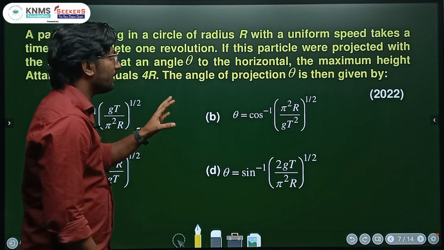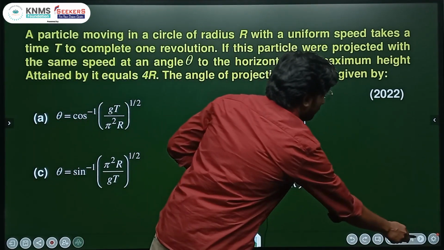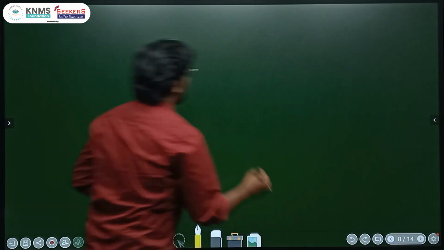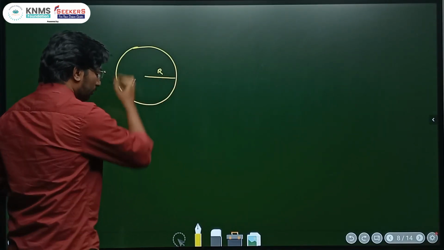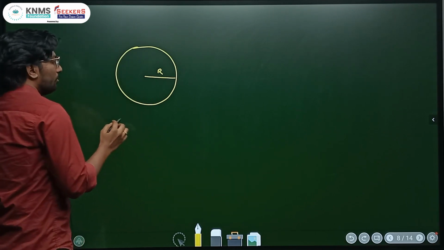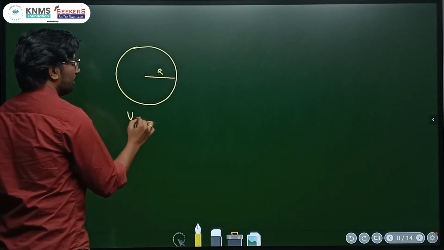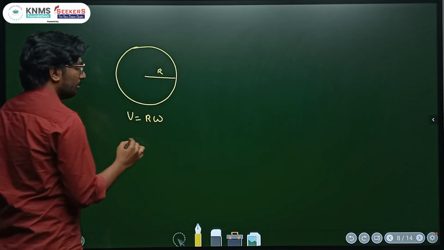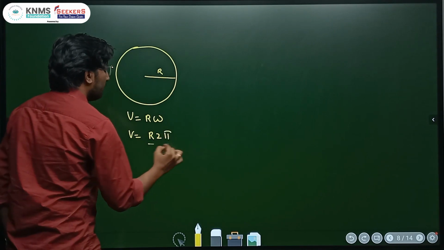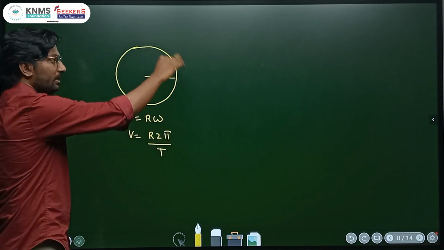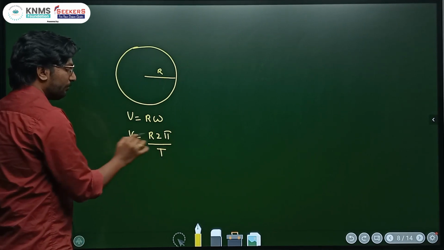First, let's analyze what the speed of the particle is if it is moving in time t in a circular track of radius r with speed v. We can analyze this directly using v equals r omega. Or we can write v equals r times 2 pi by t, since omega, being the angular velocity, is equal to 2 pi by the time period. This is the equation for velocity.